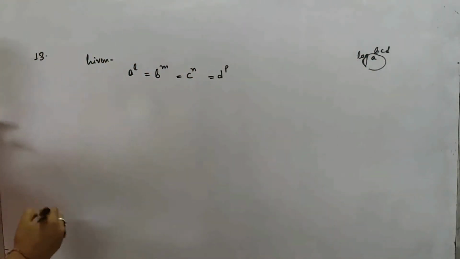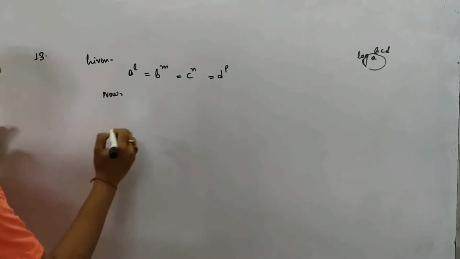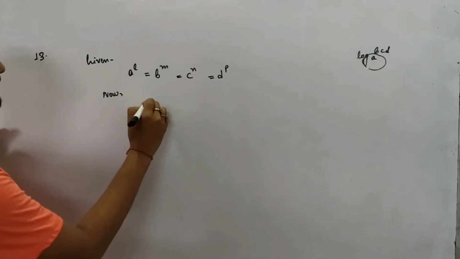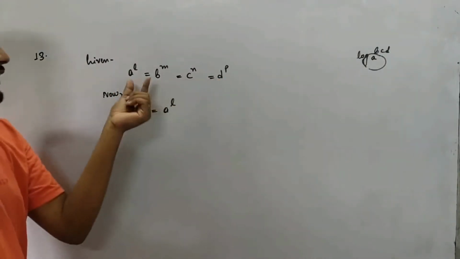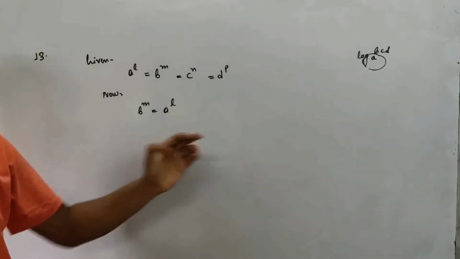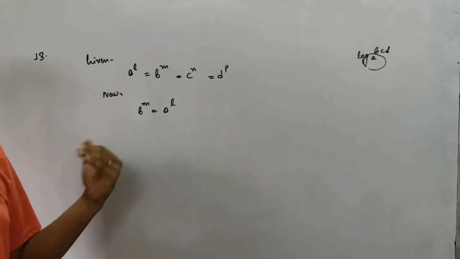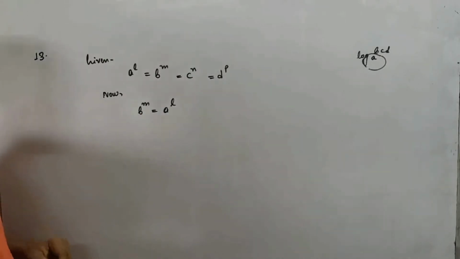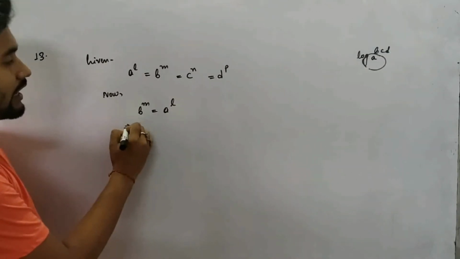Now you see what I will do. I can say that b to the power m will be equal to a to the power l. All are equal, right? I have taken the first two, but I have written b on the left hand side because I am going to find out the value of b in terms of a. So b I have written on the left side. This is no problem. You can write a also in the front side.